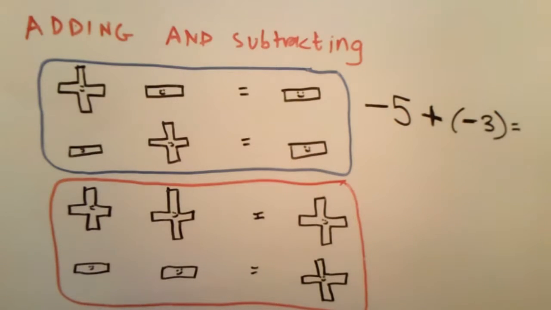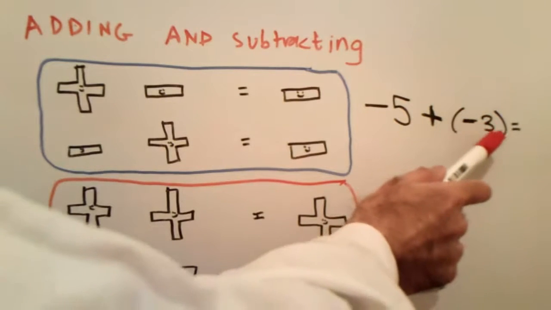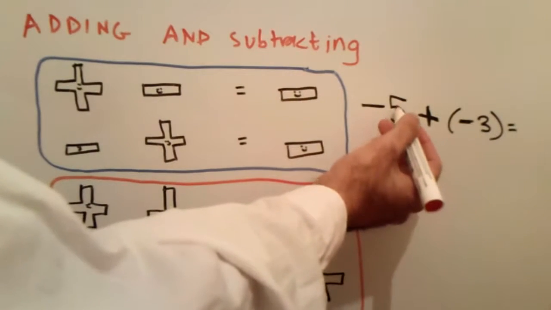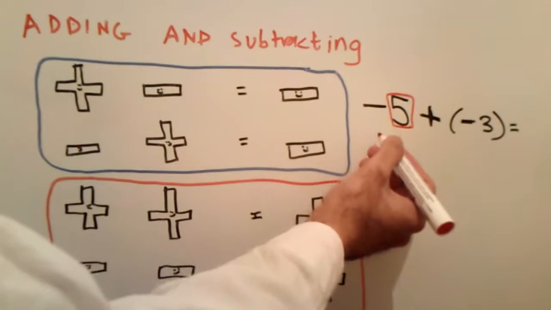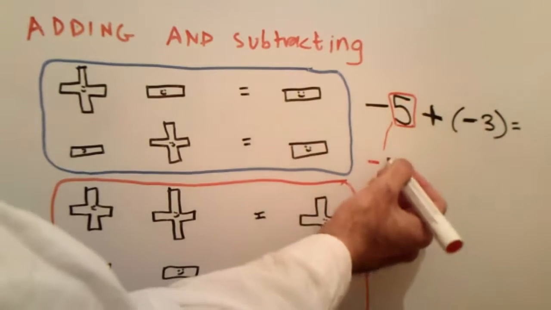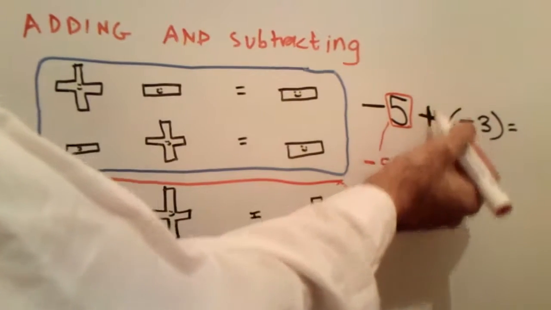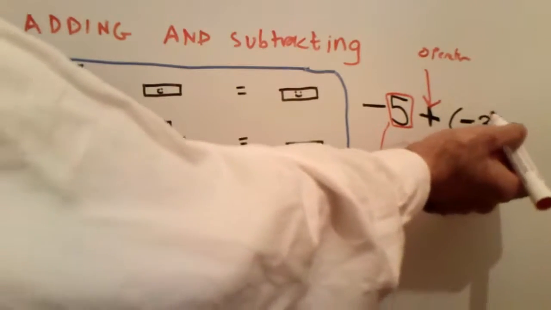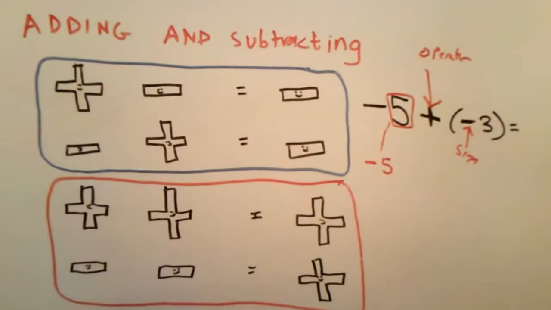Here's another quick example. How would we do negative 5 plus negative 3? Let's look at the 5. We know that the sign of this number is negative. So that's negative 5, and it's being added to negative 3. That's the operator, which is add, and that's the sign of this number here, 3. It's negative 3.